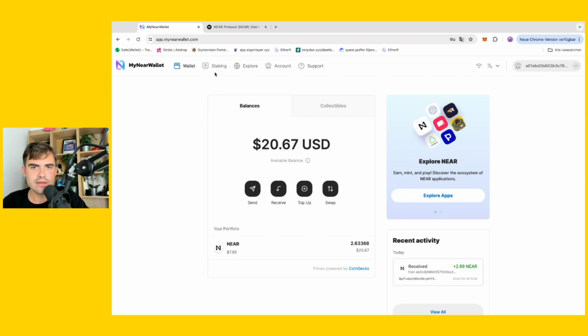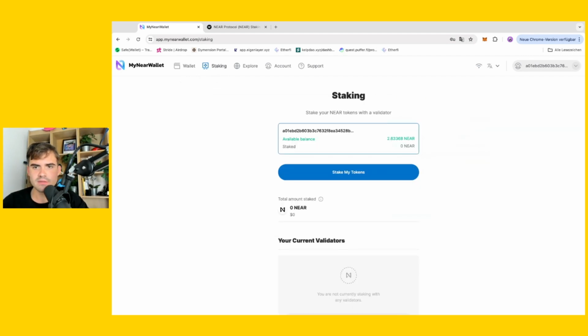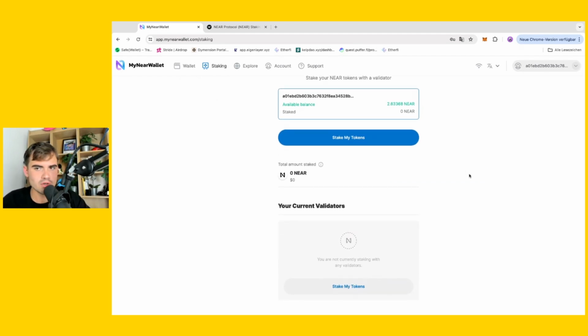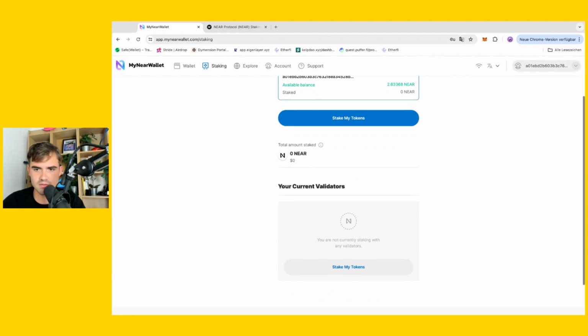So right now I am in wallets, and then I click on staking above here. And yeah, again, I see that I have 2.6 something Near. And right now I don't stake any Near. So first of all, I have to click on stake my token. So there's also no current validator I can stake with.